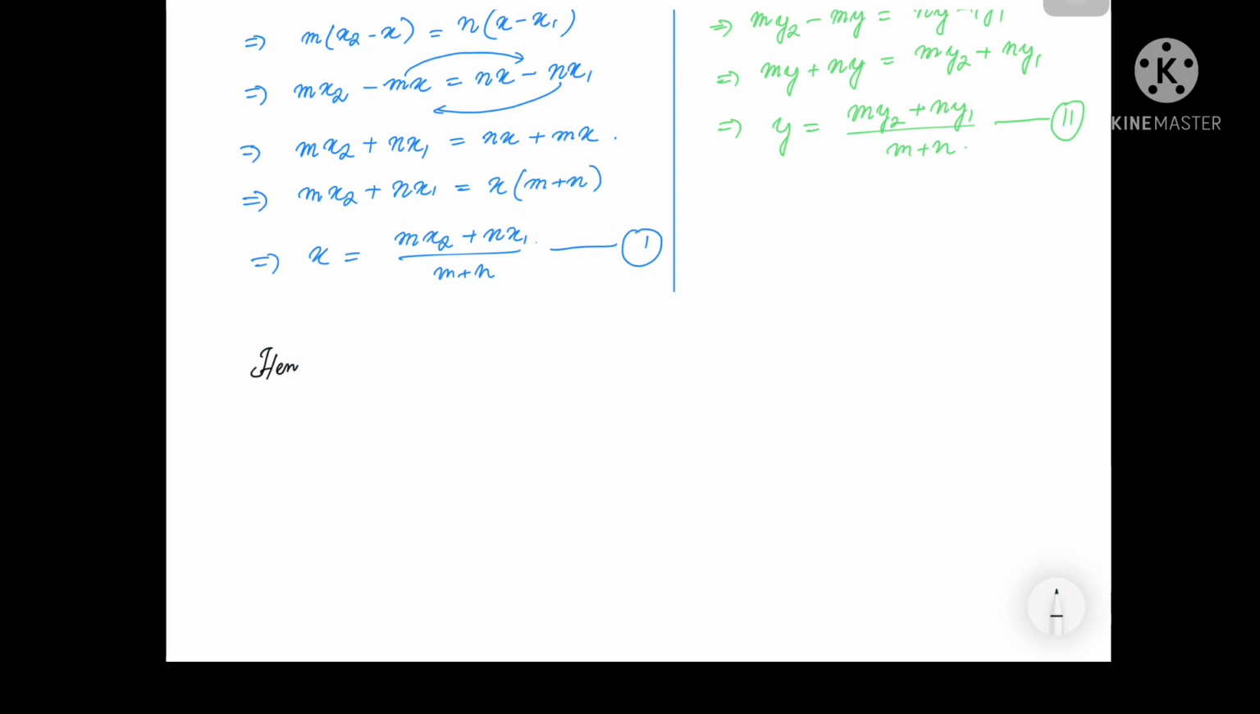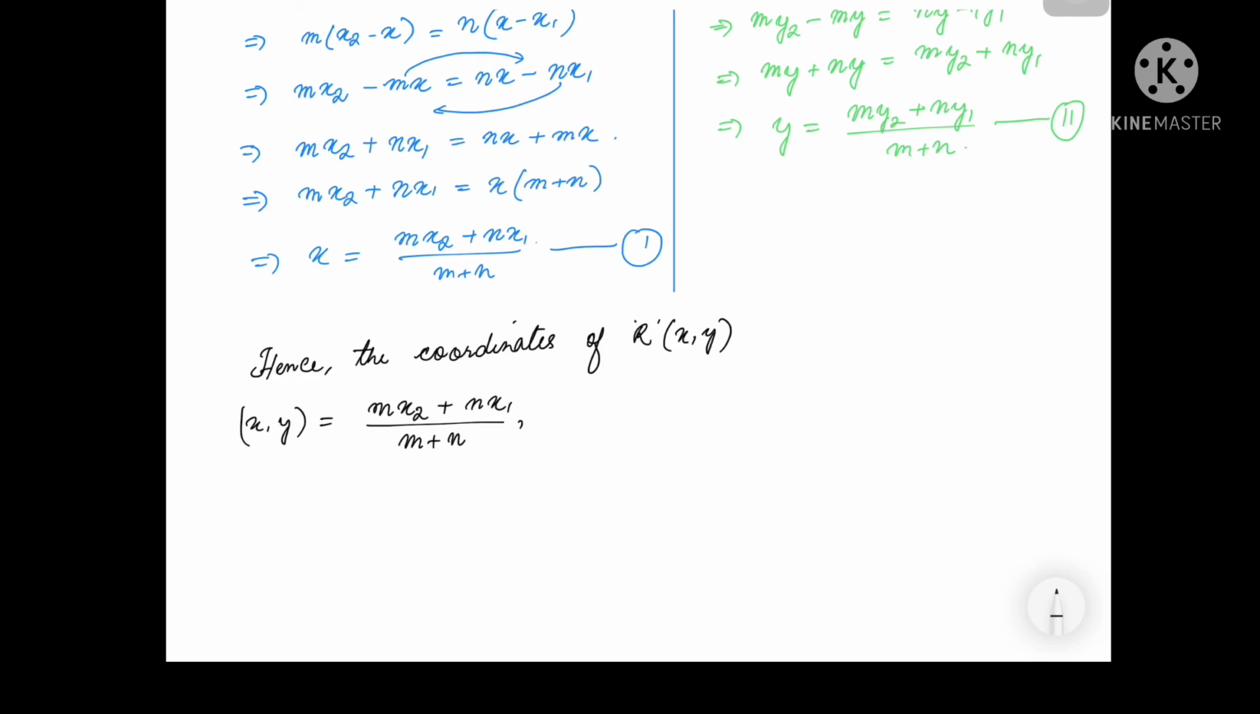From 1 and 2, hence the coordinates of R, which divides PQ in the ratio m:n, are (x, y). That is, (x, y) is equal to, replacing the values, x equal to (mx2 plus nx1) divided by (m plus n), comma, and the value of y is (my2 plus ny1) divided by (m plus n). Hence we find the coordinates of R.